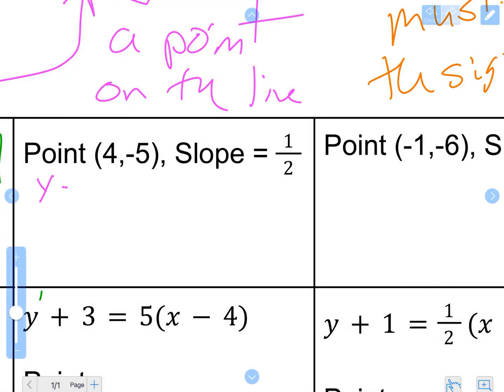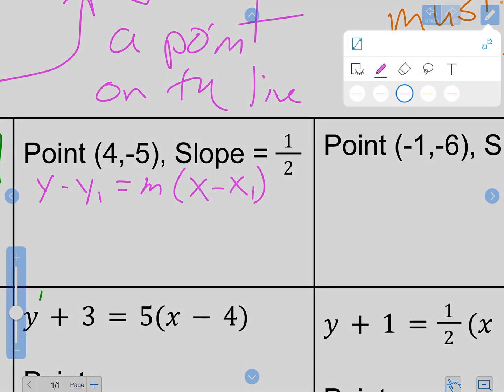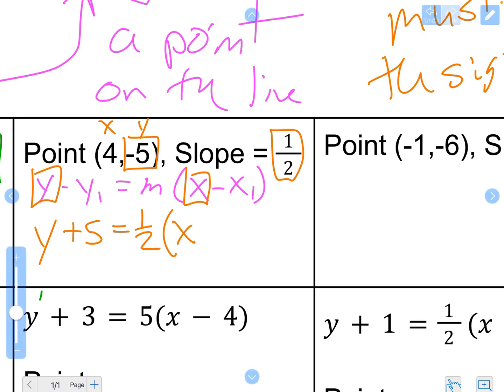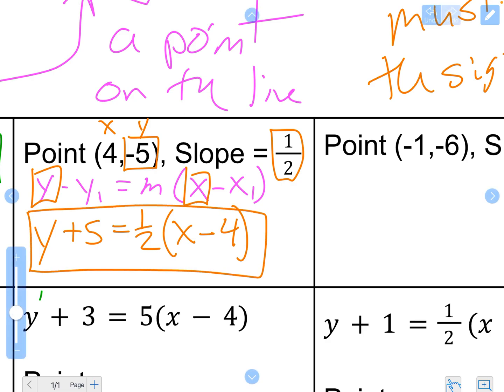Again, y minus y1 equals m parentheses x minus x1. Again, our x and our y are simply variables, letters that we're going to use. So we write down our y. We need to find our y1, and because it's a negative 5, we need to change the sign. It's going to become positive. Then we write our equals and our slope, which is 1 over 2. Then we write our parentheses x, because again, that x is just a variable. It's always going to stay that way. The 4 is positive, so we need to change the sign and make it negative. And so this is our point-slope equation.